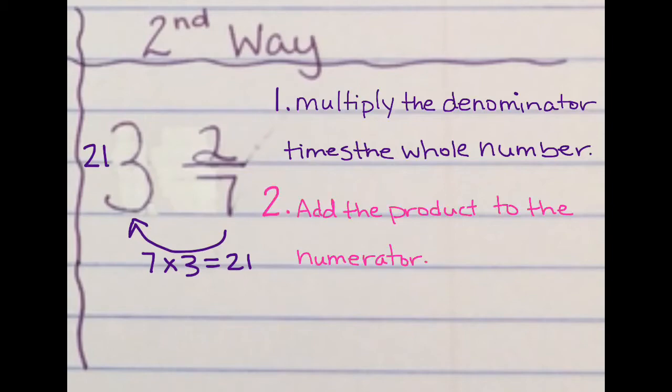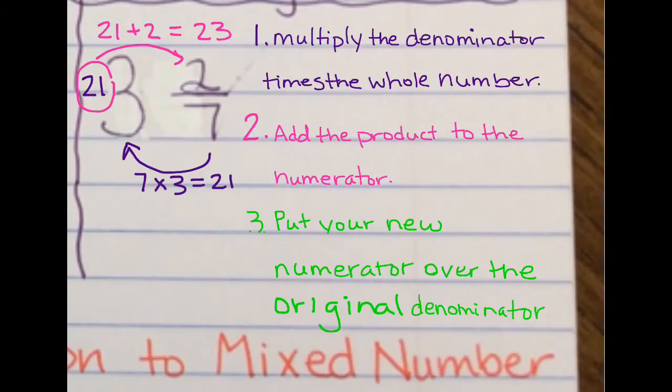Step 2, you're going to add the product to the numerator. So here's your product, and you're going to add it to the numerator. 21 plus 2 equals 23. And the final step, the last step, is to put your new numerator, 23, over the original denominator, 7. So you get your final improper fraction of 23 over 7.